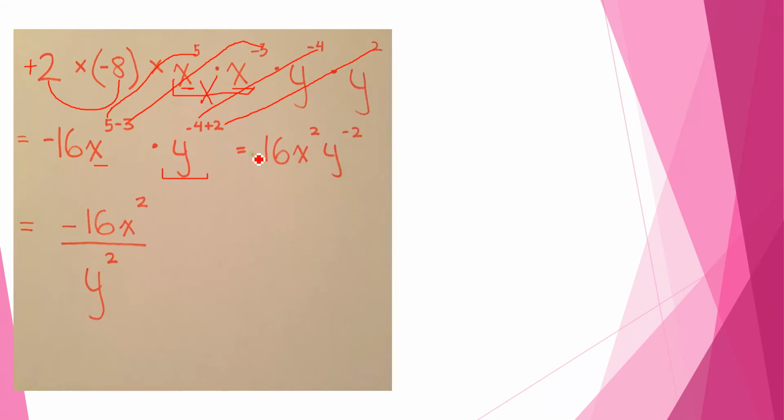Now what is remaining here? Minus 16 as it is, and then 5 minus 3, which is x square, and for y, negative 4 plus 2. This is very important. We are doing plus and minus here, positive or negative. You have to subtract, yes, but the sign that will come is the one with the greater magnitude. So 4 is greater than 2 and 4 has a negative sign, that is why I put negative 2 here. So it is negative 16 x square and y negative 2.